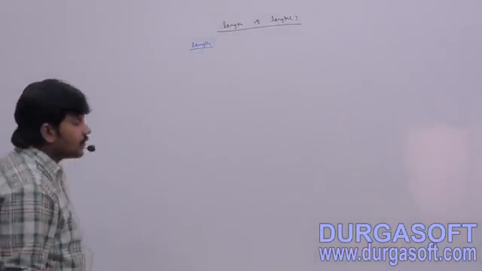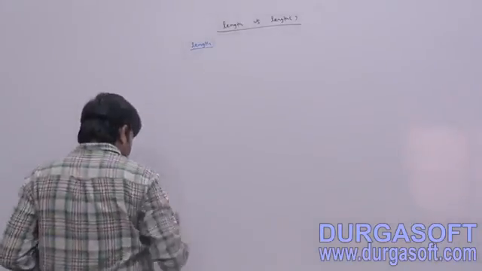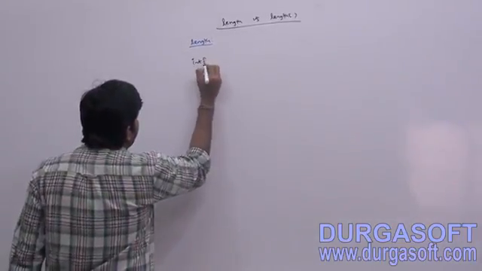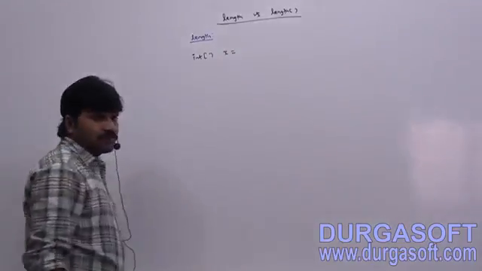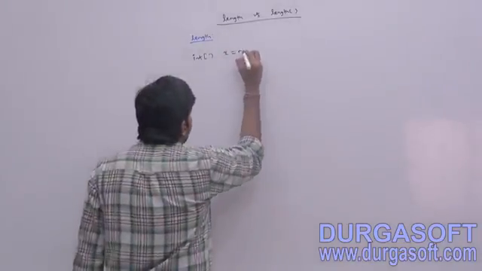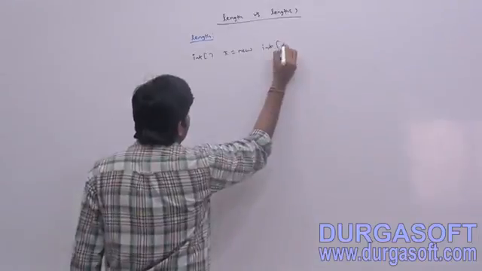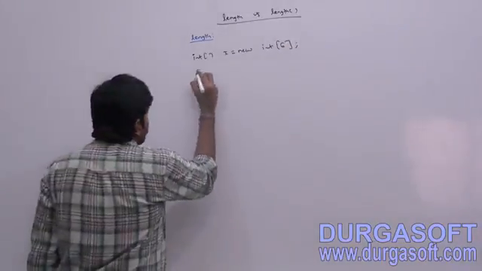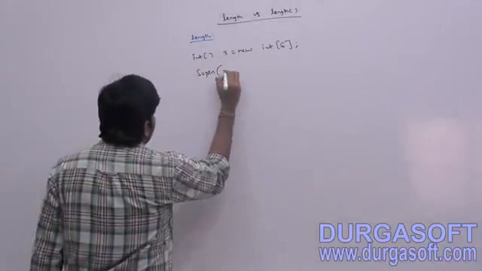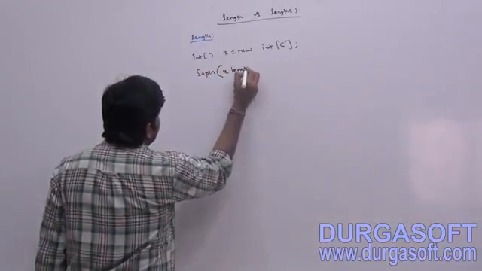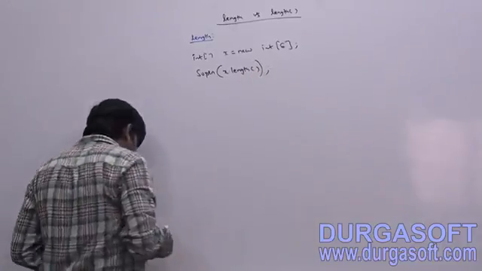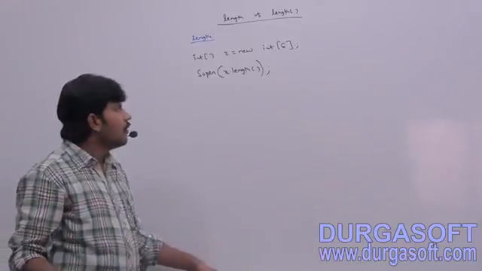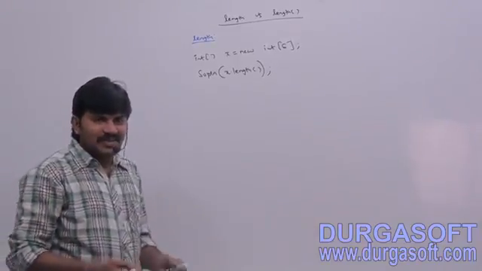Here, I am taking int array x = new int[6]. System.out.println(x.length). Sir, can you tell what the answer is? What answer are we going to get?